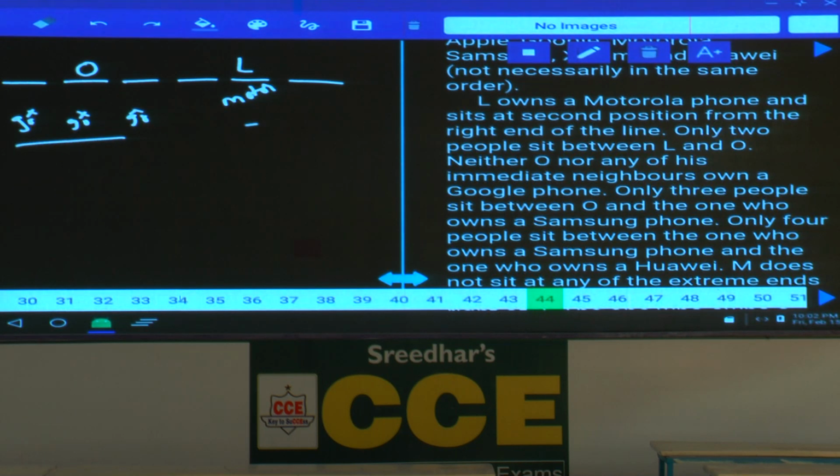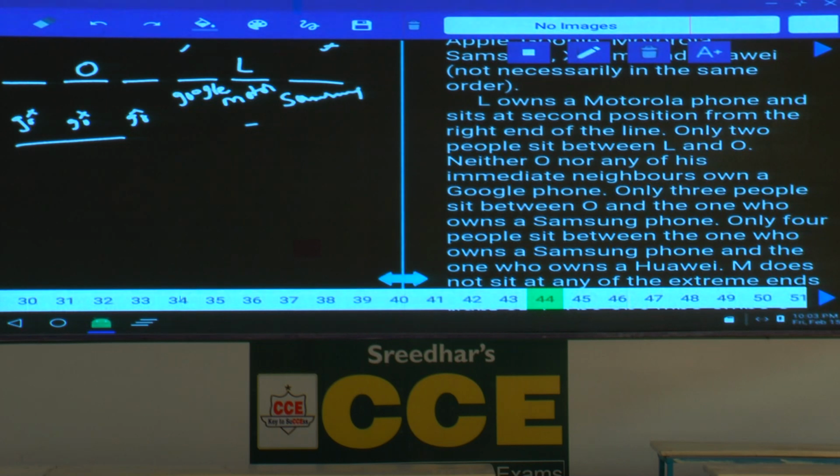Google cannot be in these 3 places, hence Google must be either at this end or immediate left hand side of L or immediate right hand side of L. There are 2 possibilities to this one. And only 3 people between O and the one who owns Samsung. Between O and the one who owns Samsung, there must be exactly 3 people. Tell me where should this Samsung be? The person who owns Samsung must be at this place, isn't it? Only 3 people. Then as 3 people are here, Google cannot be at the last place, and where should this Google be? Google must be to the immediate left hand side of L only.